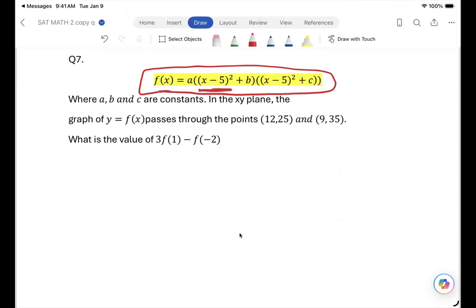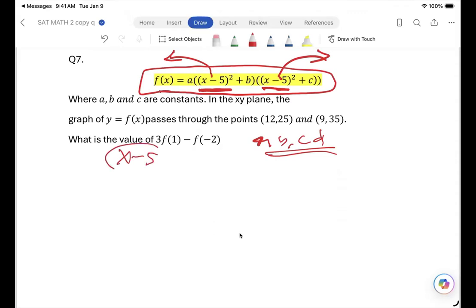The things in the bracket, these two, they are the ones that control the function. A, B, C, D, they're just constants. You can pick thousands of constants. It never changes. What is controlling the whole thing is x minus 5. That's all. So what does that mean? Let me show you the algebra, then we go to Desmos. It means they say what? These are constants. In the xy plane, y equals f of x passes through these 2 points.